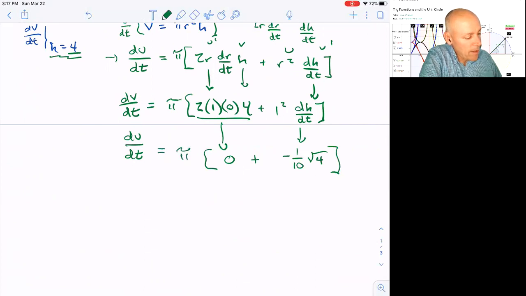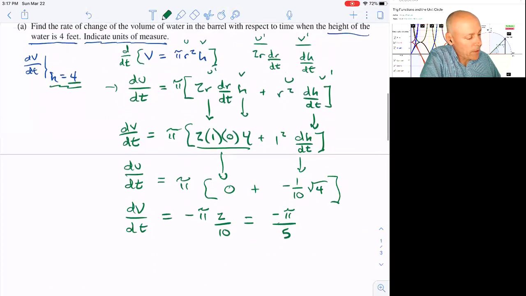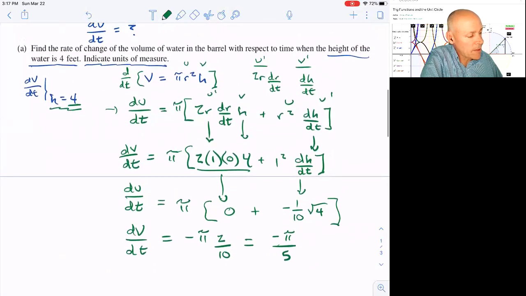Times pi. And so my answer is going to be dV/dt is equal to negative pi times 2/10, or negative pi over 5. Now, I want to make sure that I do include units.